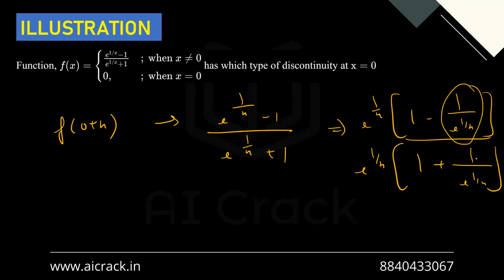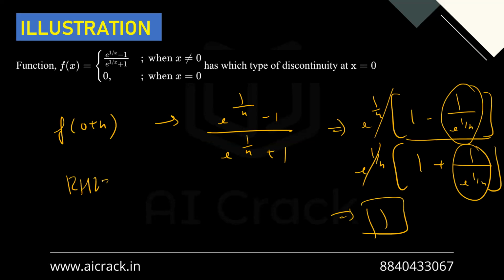So this term becomes insignificant. This term becomes insignificant. This gets cancelled out. What we are getting, limit as 1. So RHL equals 1.